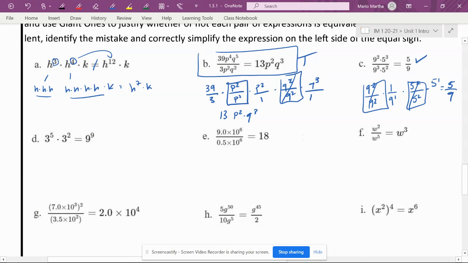On D, does this seem to be true? Is 3 to the 5th power times 3 to the 2nd power equal to 9 to the 9th power? So here, this is one of the common mistakes. You're not supposed to multiply. If there are numbers right there, don't multiply the numbers. Just rewrite it the same. And then if you notice, they kind of messed up also with the exponents. So that's 3 plus 2, which is actually 7.